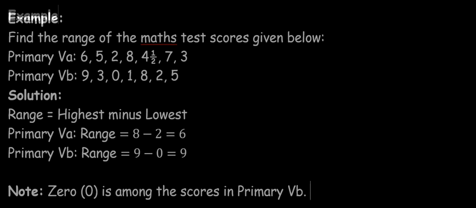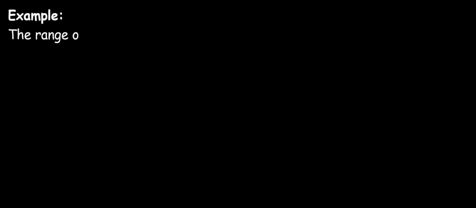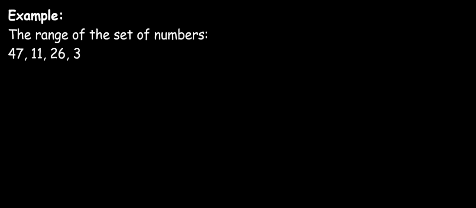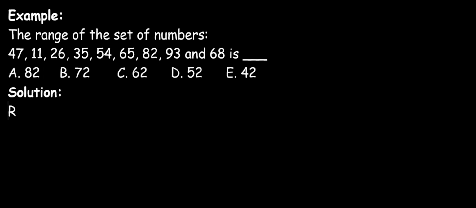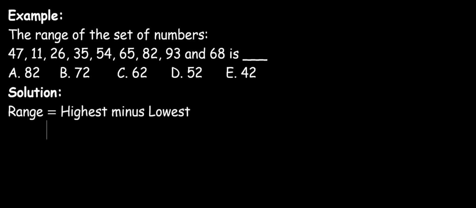Another example. The range of the set of numbers 47, 11, 26, 35, 54, 65, 82, 93, and 68 is, the options are given. Solution: range is the same as highest minus lowest, which in this case, the highest is 93 and the lowest is 11, which will give us 82.